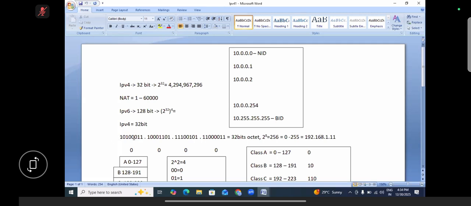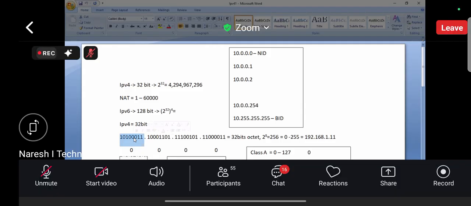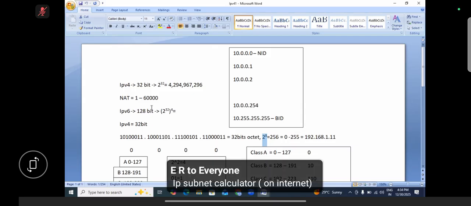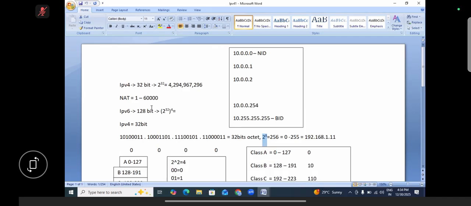So each octet has how many bits? 8 bits, right? Can we write it like this? 2 to the power of 8. 2 to the power of bits, right? Before, we wrote 2 to the power of 32, right? Now we divide this 32 bits into 4 octets, and each octet has 8 bits. So can we write 2 to the power of 8? Yes, it's possible, because each octet has 8 bits. So 2 to the power of 8 is equal to how much? 256 combinations will be in each octet.